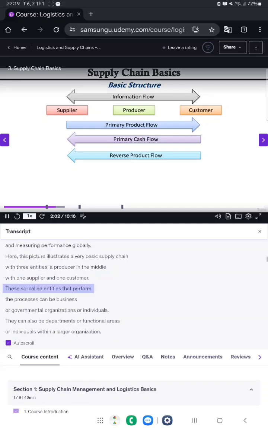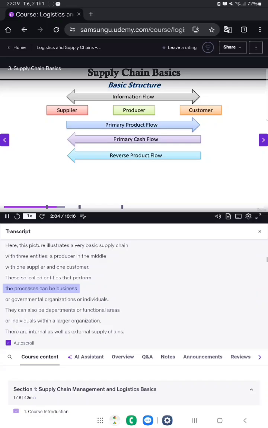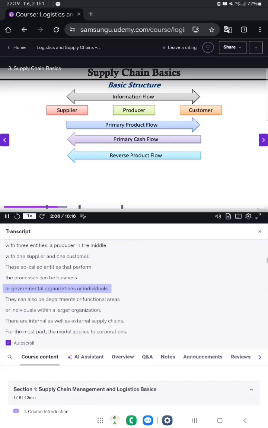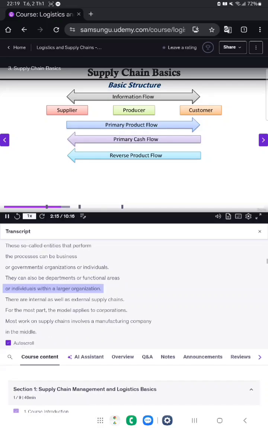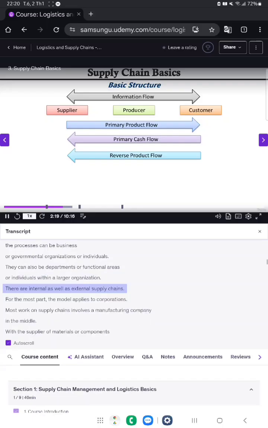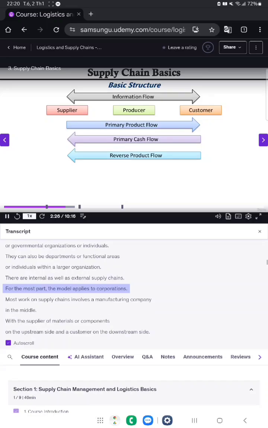These so-called entities that perform the processes can be business or governmental organizations or individuals. They can also be departments or functional areas or individuals within a larger organization. There are internal as well as external supply chains. For the most part, the model applies to corporations.